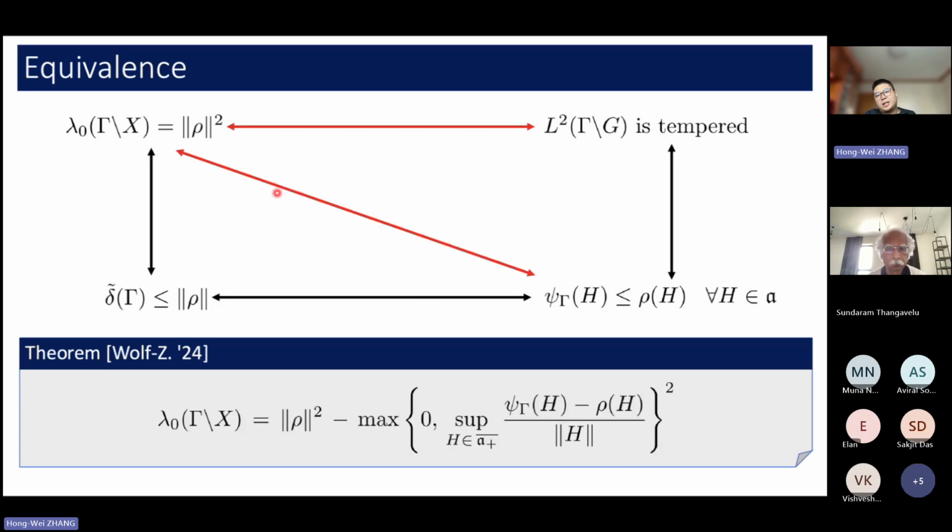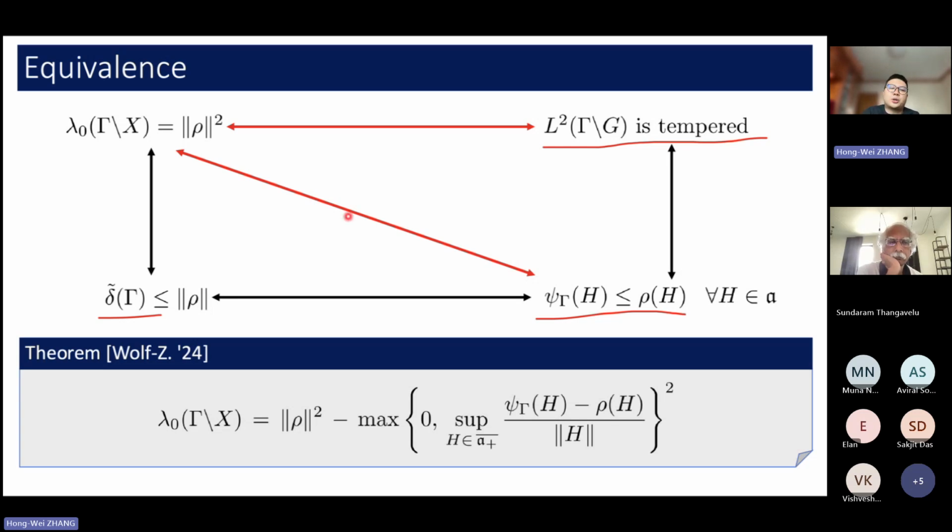So on the one hand, we can give another characterization of the bottom of the spectrum, not using the modified critical exponent, but using the growth indicator function. But the best part is now we know that if lambda 0 is rho squared, we know this L2 is automatically tempered. So this answers the question that I asked in the beginning: what happens in higher rank?